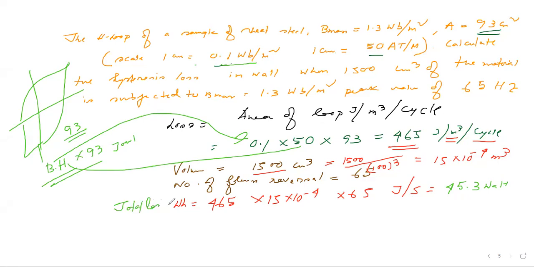To find the total loss, how will you get it? This is loss per unit volume per cycle, so you have to multiply it by the number of cycles or flux reversals, that is 65. Then you multiply that by volume. Volume is given as 1500 centimeter cube, that is 15 into 10 to the power minus 4 meter cube. And ultimately you will get the total loss.